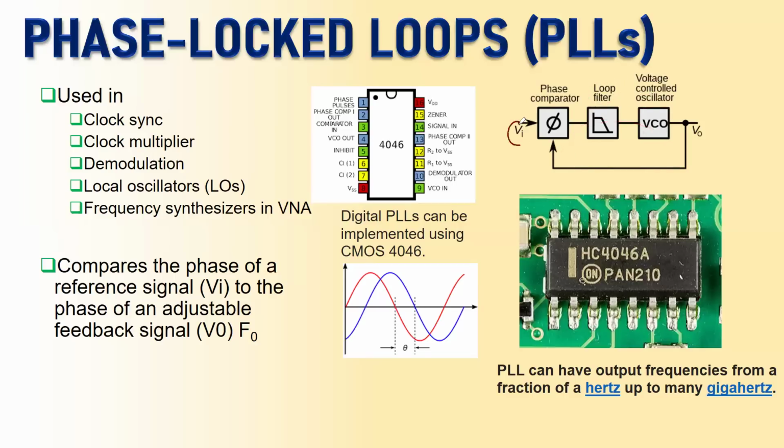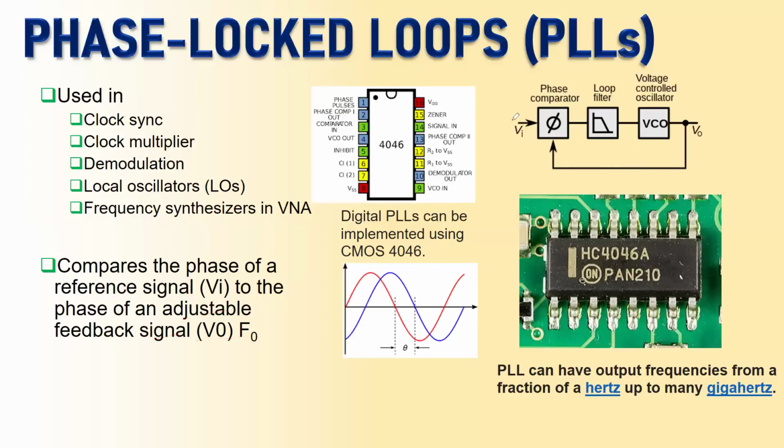So you have an externally applied input signal VI, and you have the output signal of the system VO, which is also fed back to be mixed with the input signal VI. So this is your feedback right here. Okay. So now the definition of the PLL is that it compares the phase of a reference signal VI to the phase of a feedback signal VO, which is also adjustable.